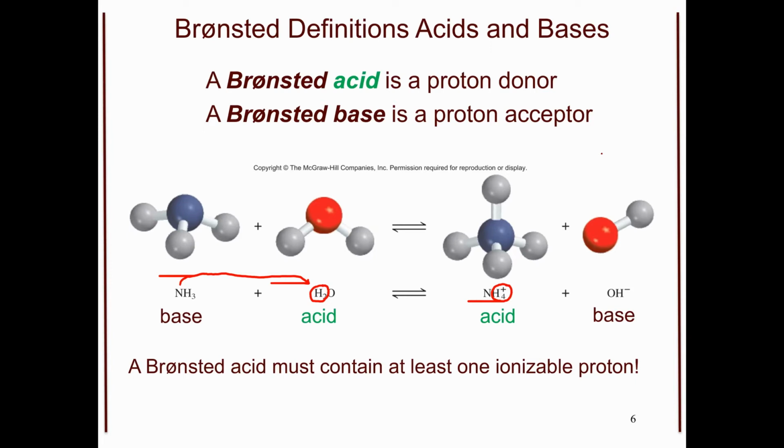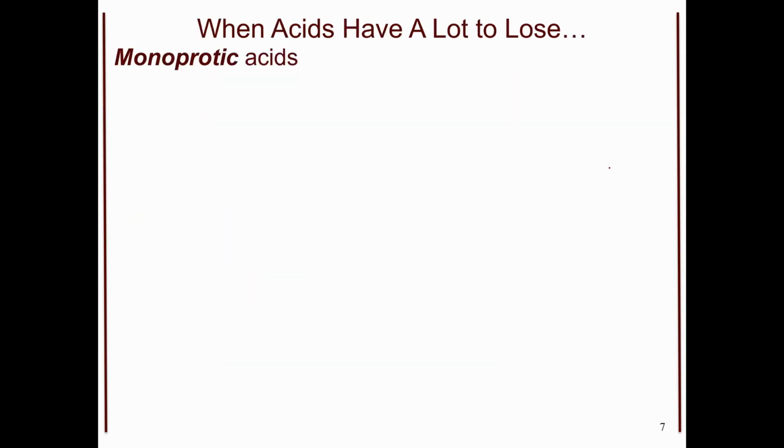So this means that not all species that have a hydrogen are going to want to lose their proton. Carbon-hydrogen bonds are not ionizable acid protons. We will see some examples of those as we're going along. Now that we've shown you what the definitions are, we need to talk about how many protons we'll lose. So a monoprotic acid is going to be one in which we lose one of our H pluses.